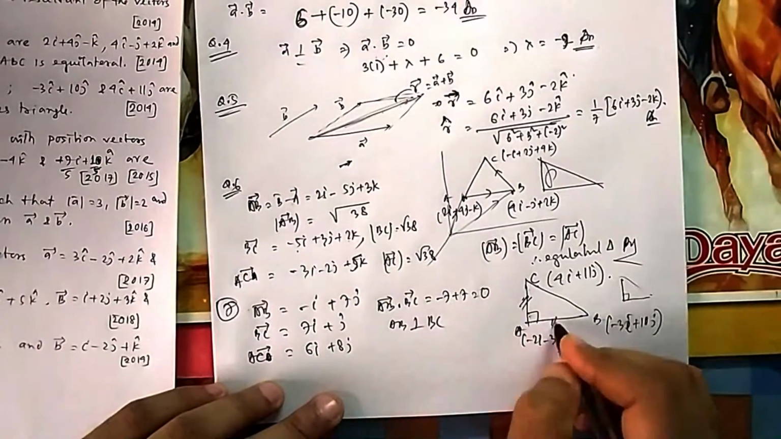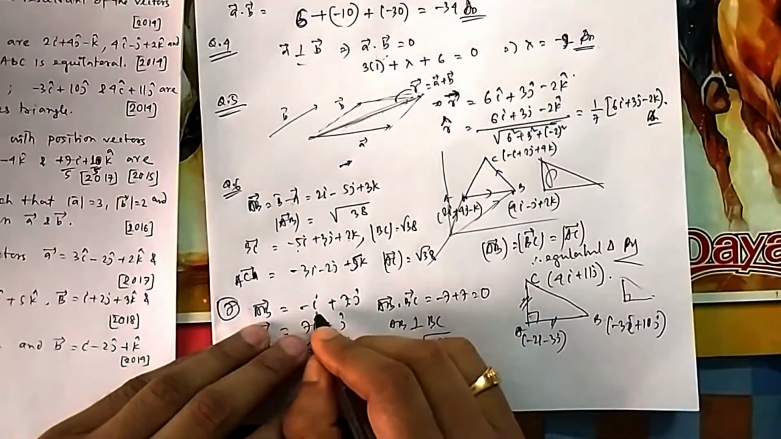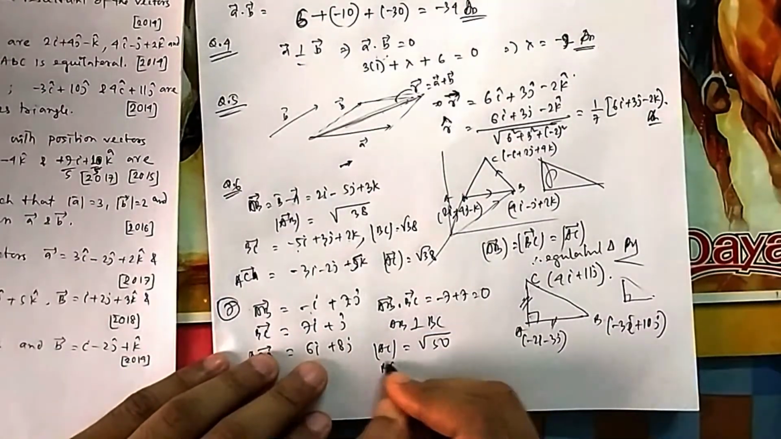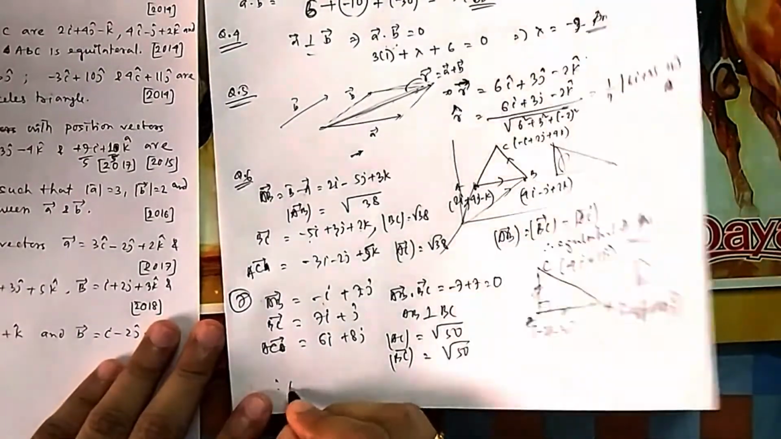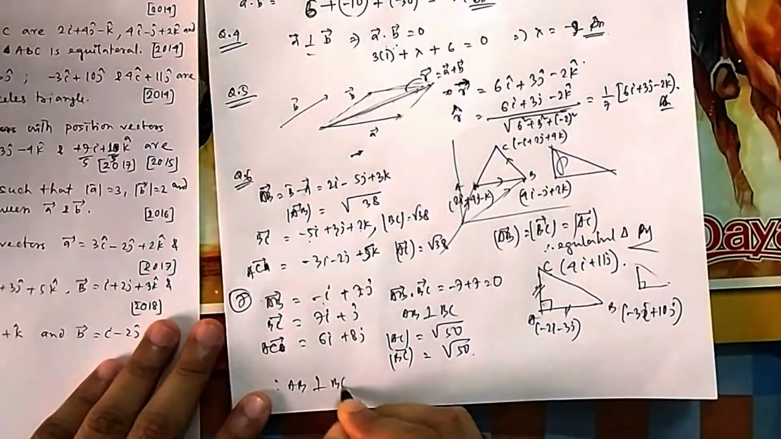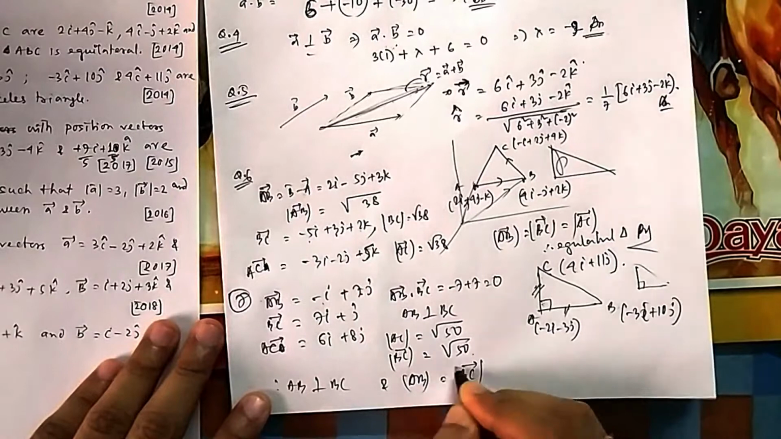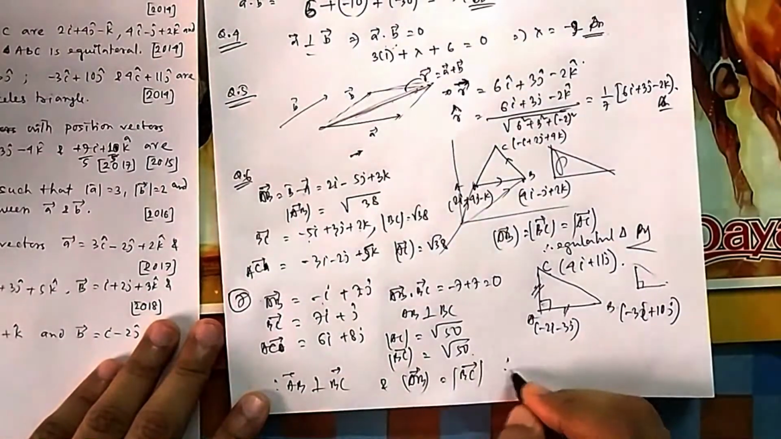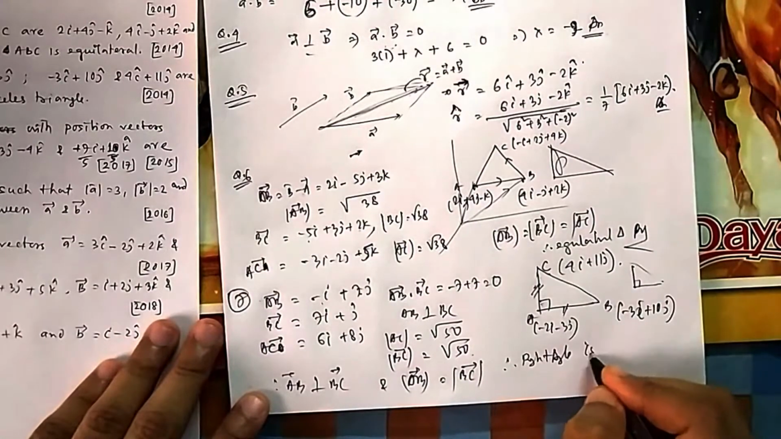Then for length, these two should be equal. The AB length is root 50, 7 square plus 1 square, and the BC length is also 7 square plus 1 square, root 50. So AB is perpendicular to BC and the length of AB is equal to the length of BC. Therefore it is a right angle isosceles triangle.